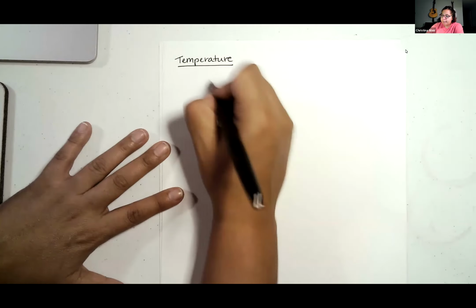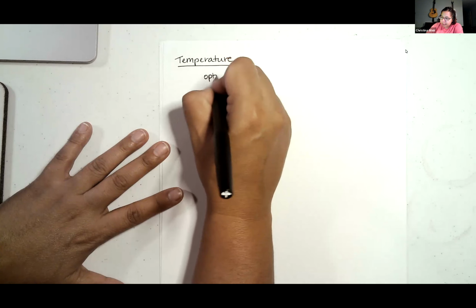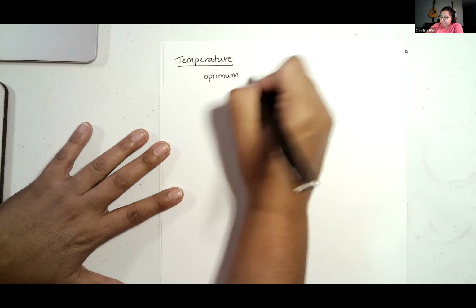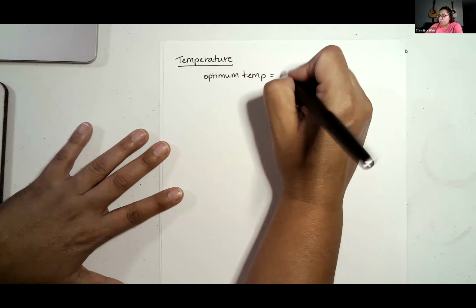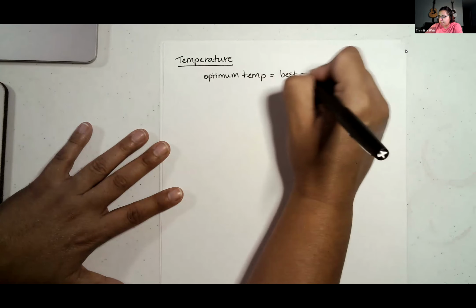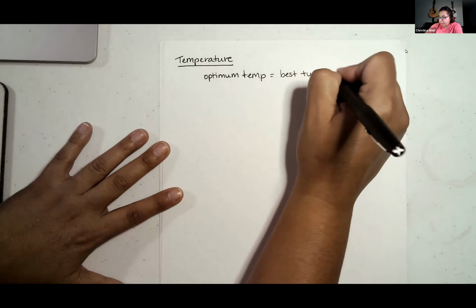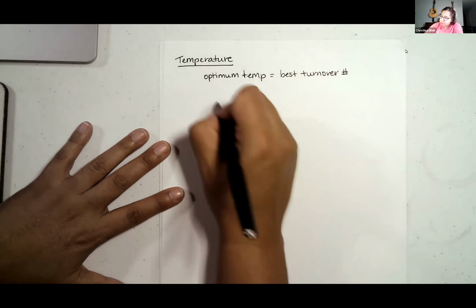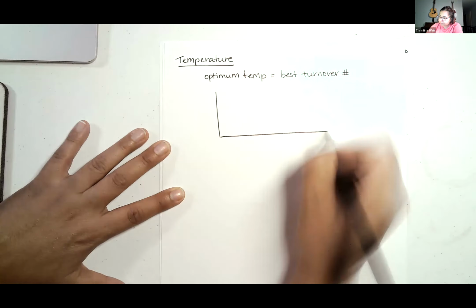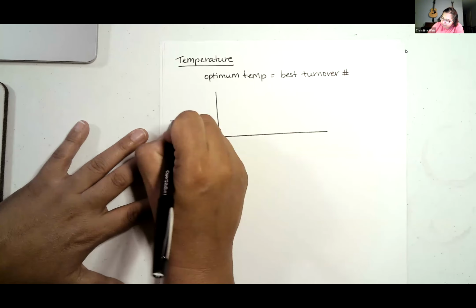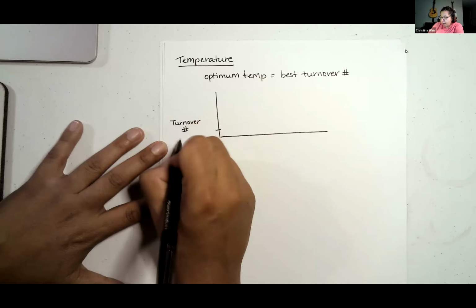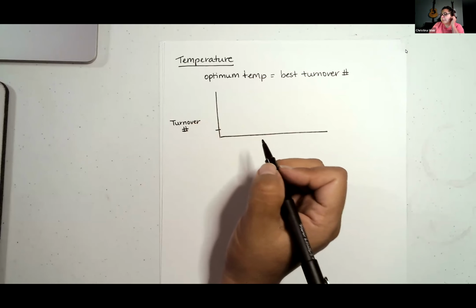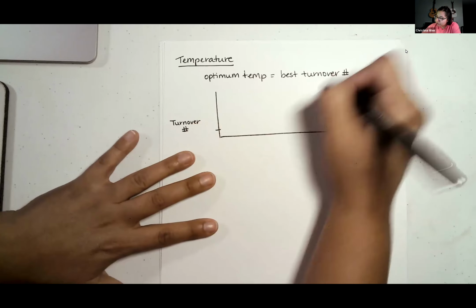So we'll talk about temperature first. Every enzyme has an optimum pH, I'm sorry, an optimum temperature. And that's the temperature where you have the best turnover number. So let's make a graph here. And let's say this is turnover number or turnover rate. That's the same thing. Turnover number is the same thing as turnover rate.